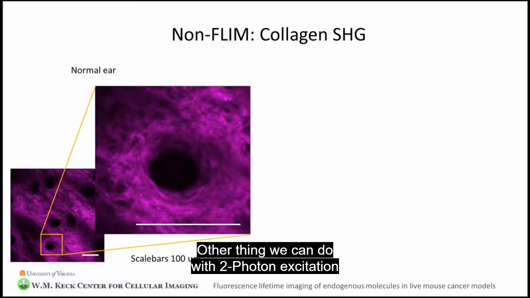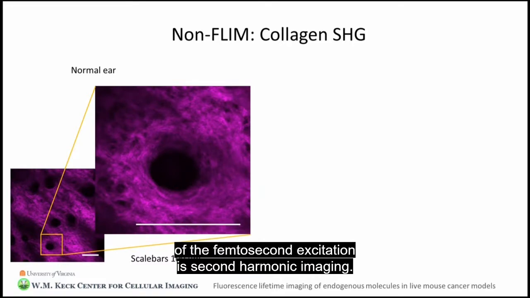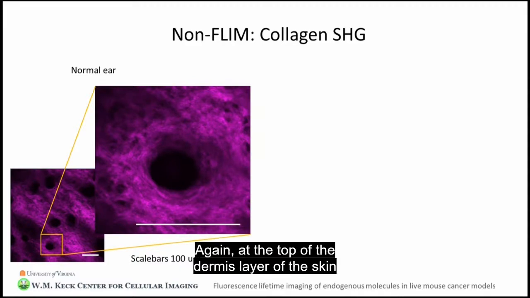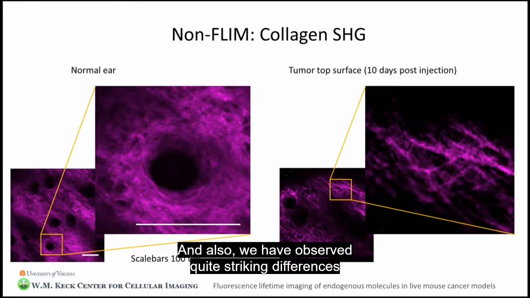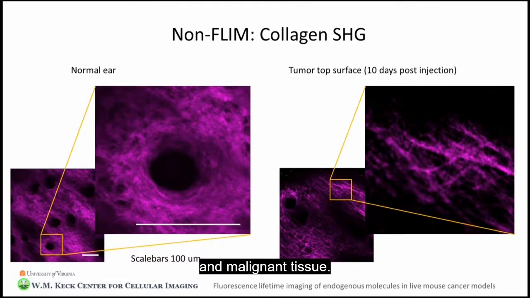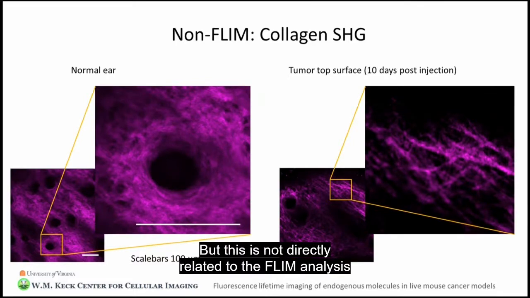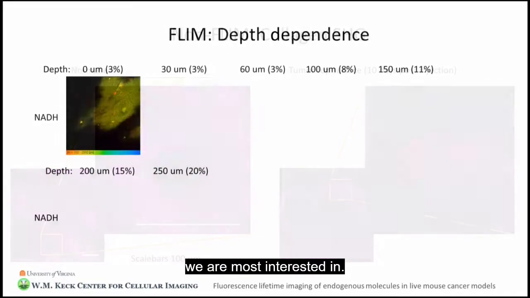Of course, another thing we can do with two-photon or femtosecond excitation is second harmonic imaging. This is just an example again. At the top of the dermis layer of the skin, we usually observe pretty strong SHG signal, and because the signal is very strong, you can usually take very detailed images, and this also helps you identify the proper spot. We have also observed quite striking differences in the collagen structure between normal tissue and malignant tissue. But this is not directly related to the FLIM analysis we are most interested in.